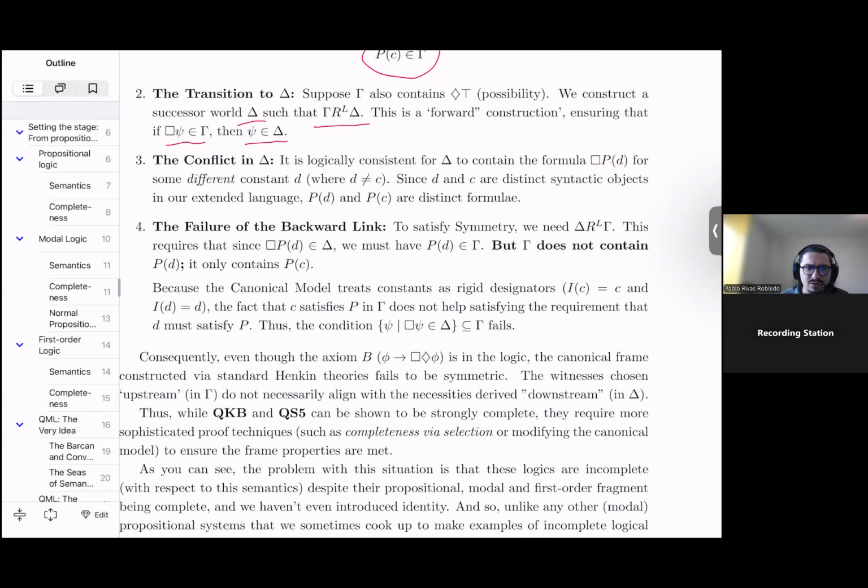Can you see where I'm highlighting? No. What the hell is wrong? Okay, this.